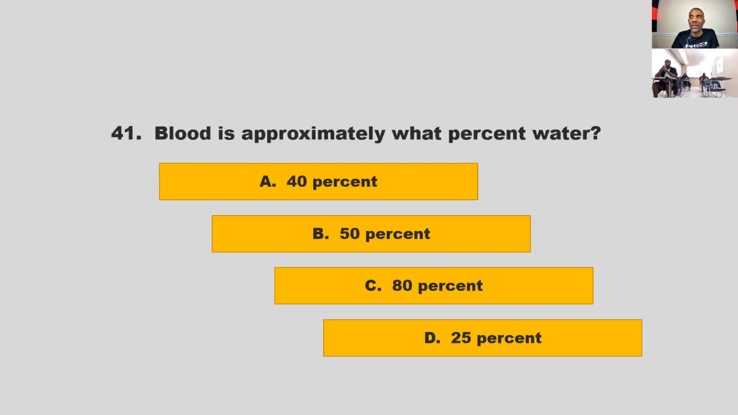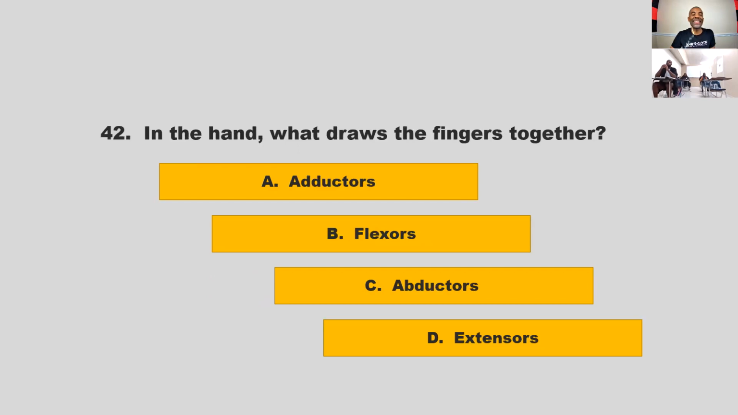Blood is approximately what percent water? C. That is correct. I forgot your 40 water. When we were saying the 40, it was the coffee you said you had in you. Correct, okay. 40% coffee, 40% water.